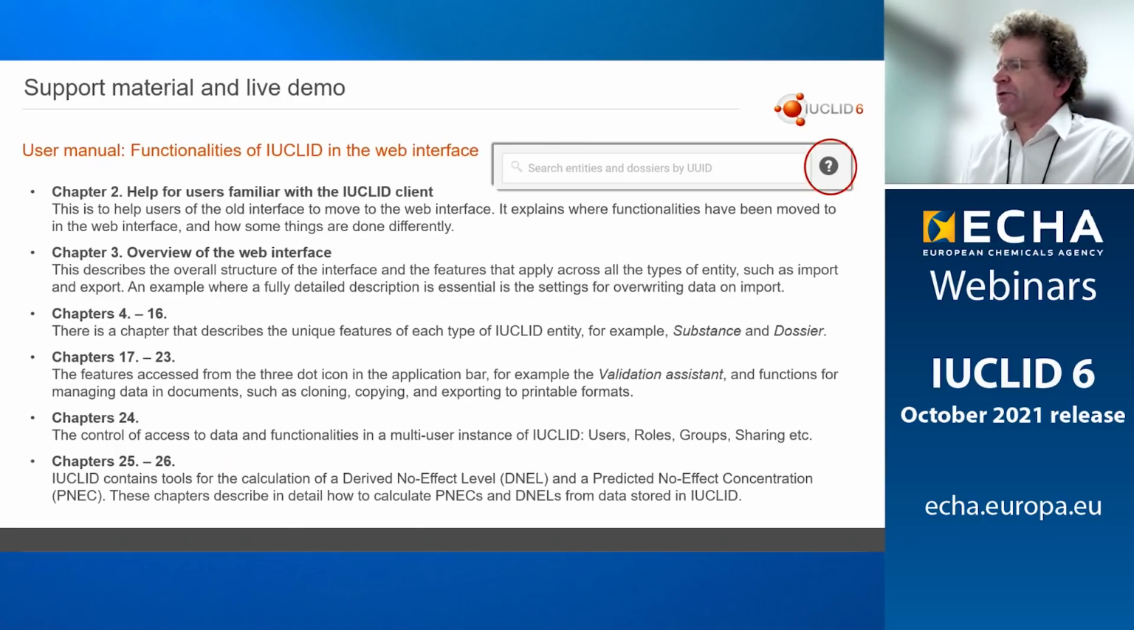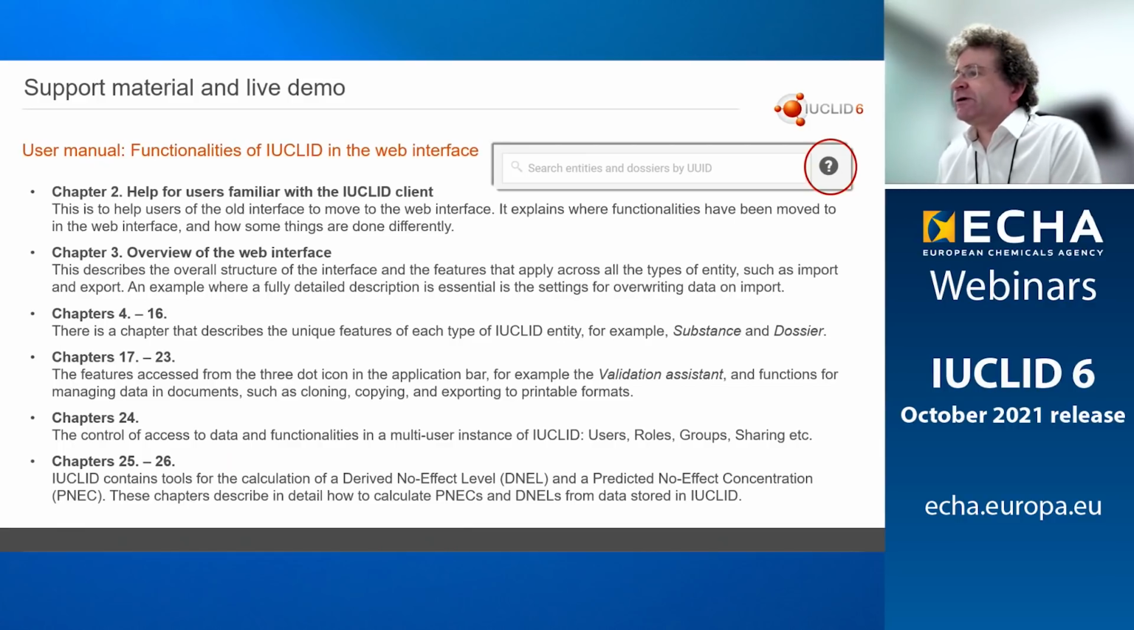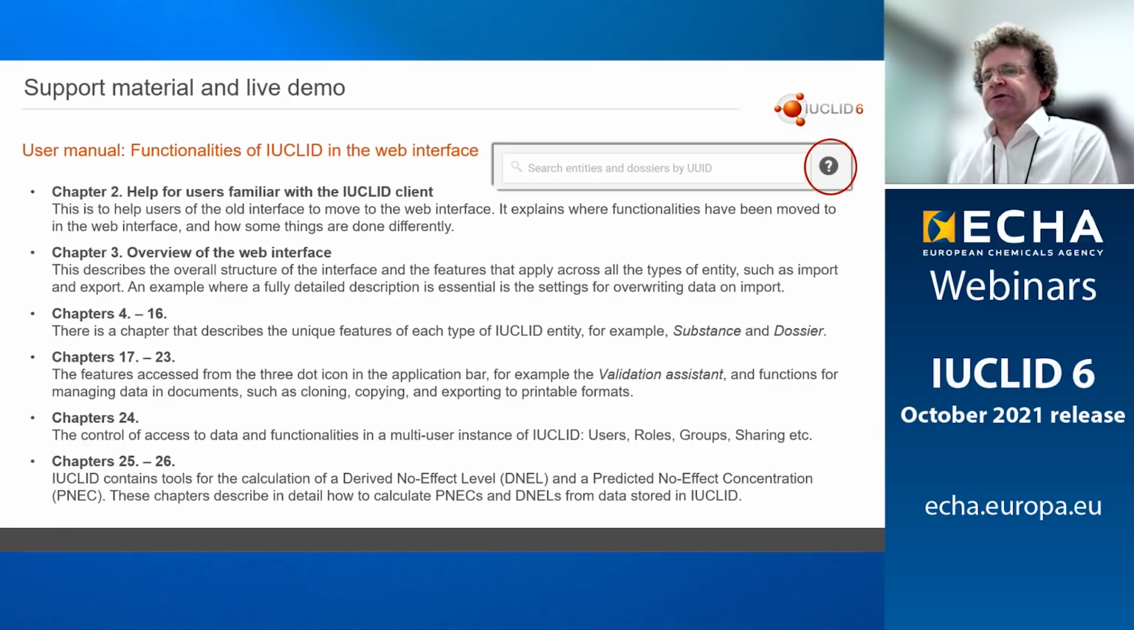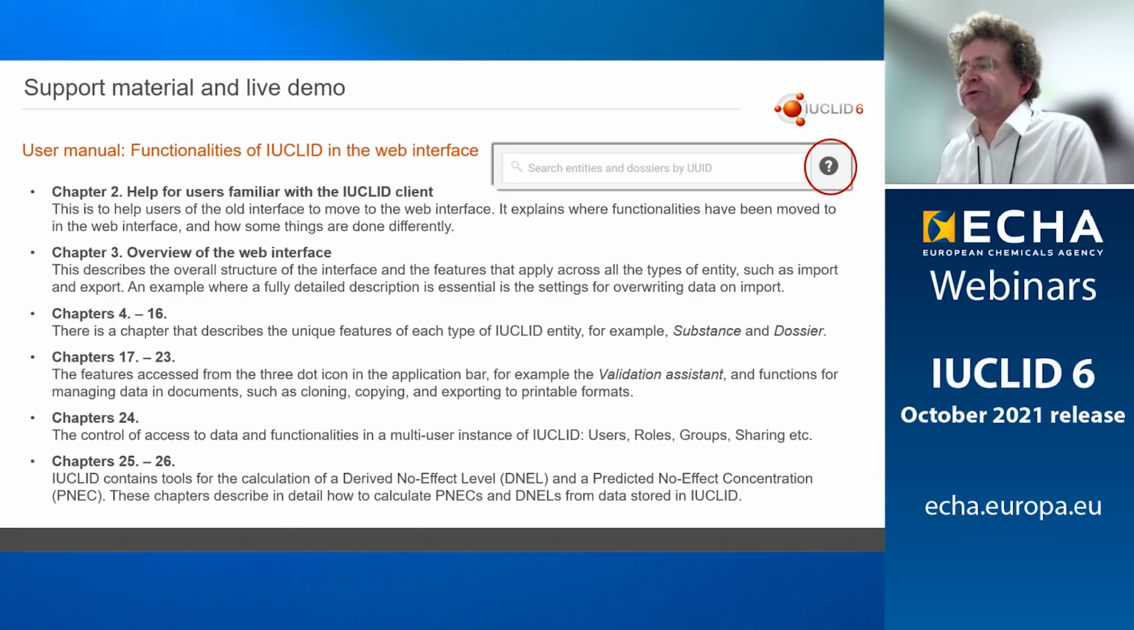And chapters 25 and 26: now Euclid contains tools for the calculation of a derived no effect level, that's the DNEL, and a predicted no effect concentration, the PNEC. So these chapters describe in detail how to calculate the PNECs and DNELs from data which is actually already stored inside Euclid.